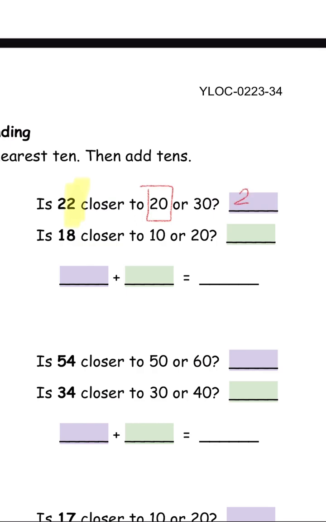So let's write 20. And now, is 18 closer to 10 or 20? And 8 means that we have to round up. So that would be 20. So we are going to write 20. And so since we have these two, this purple one goes into the purple box. So 20, that one 20. This green one is over here. So 20 plus 20 is equal to 40.